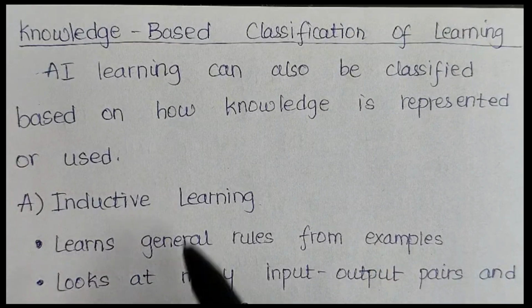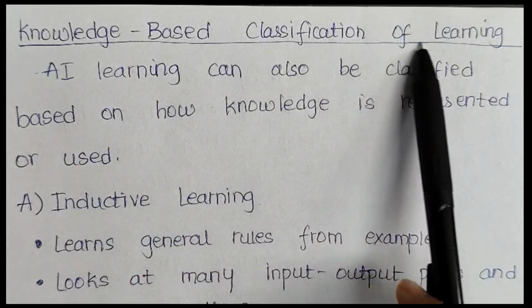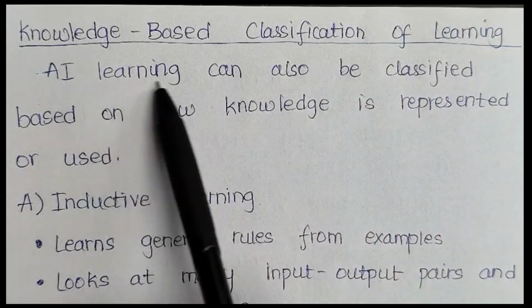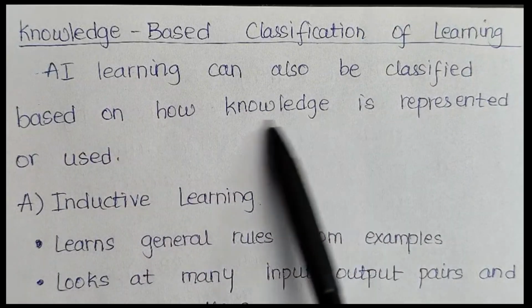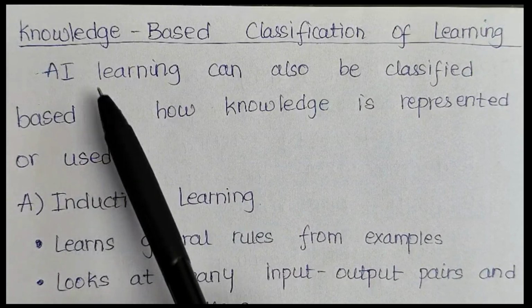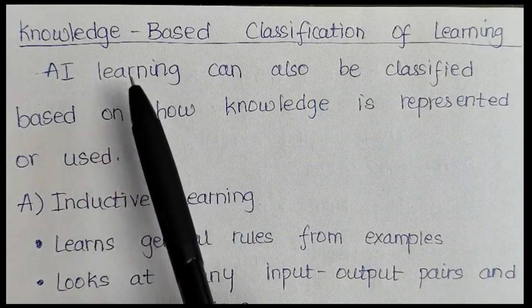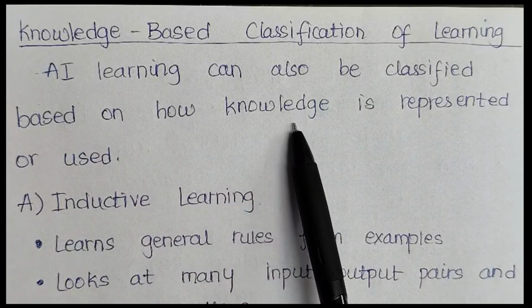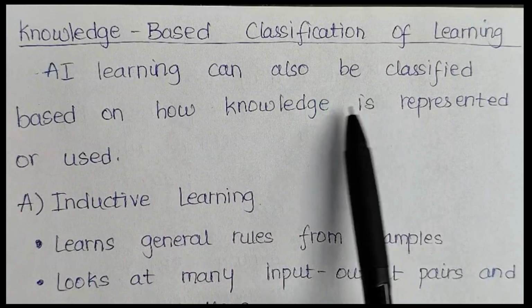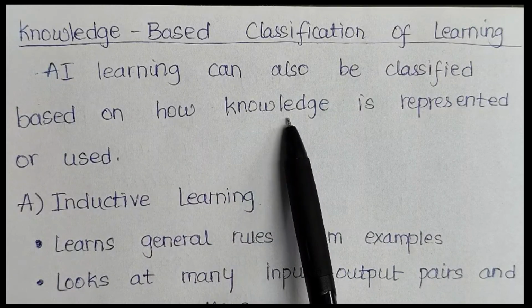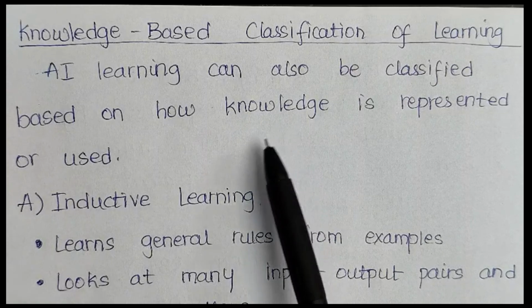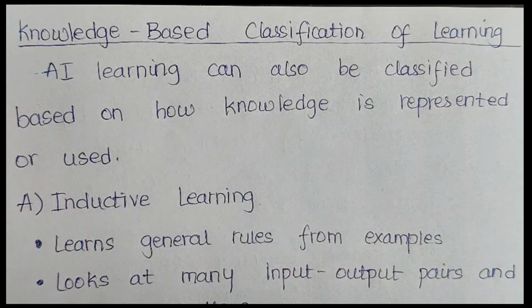Next, we will learn about the knowledge-based classification of learning. AI learning can also be classified based on how knowledge is represented and used. In this, there are two main types: inductive learning and deductive learning.